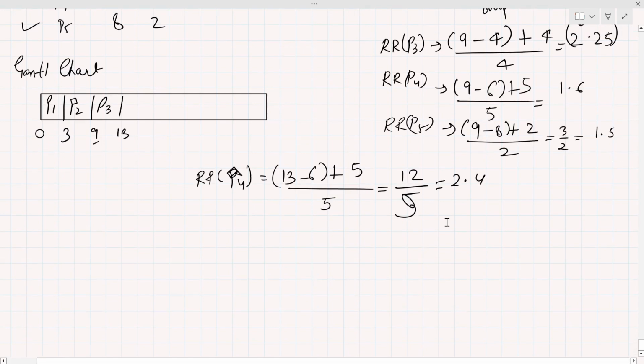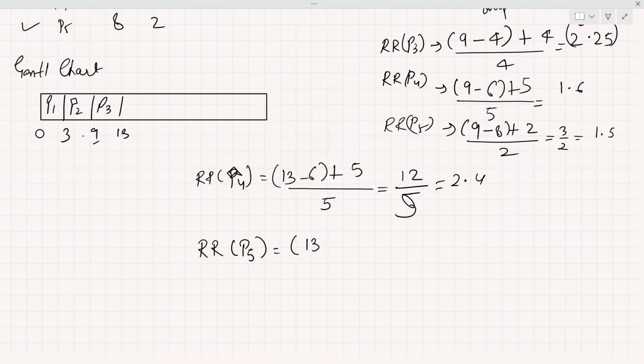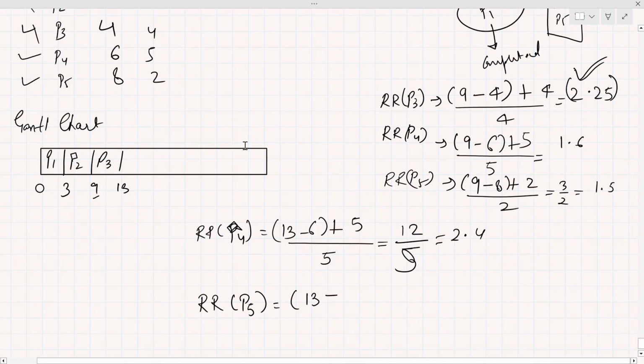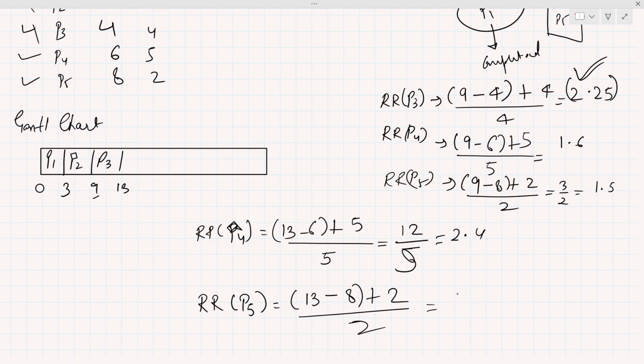Now we have to calculate the response ratio for P5. It's the completion time of the current process, or the arrival time for the next process, which is 13, minus the arrival time of P5, which is 8. So 13 minus 8 plus the burst time, which is 2, not 5, divided by 2. 13 minus 8 is 5, and 5 plus 2 becomes 7, divided by 2. 7 divided by 2 is 3.5.